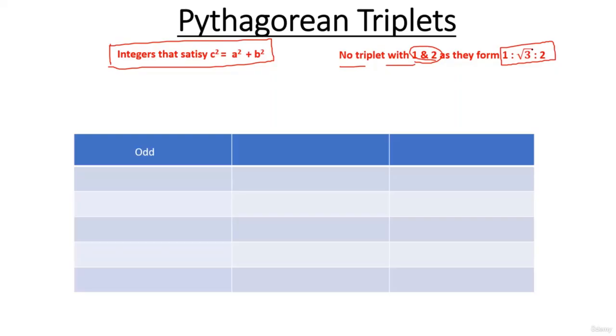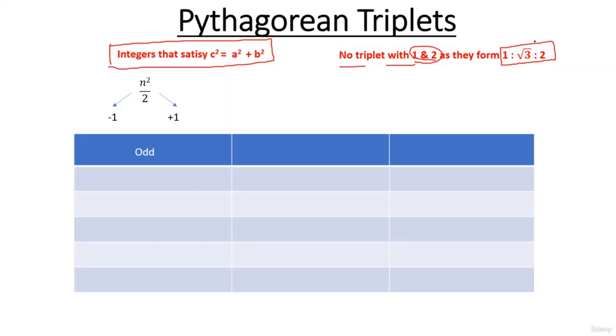So 3, 5, 7, 9, 11. We have already seen that 1 will not form a triplet, since 1, 2, 3 is not a triplet. So 3, 5, 7, 9, 11. Those are the triplets which are generated or derived from odd numbers. So how do we generate triplets from odd numbers? This simple formula: n square by 2, one less and one more.